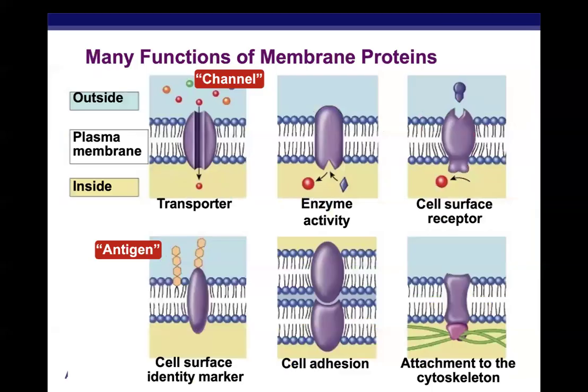Now, these membrane proteins can have many different functions. They can work as transporters, they can work as enzymes, they can work as cell surface receptors to transmit messages or help to identify a cell as a "hey, I'm a good guy, I'm a body cell" versus "hey, I'm a bad guy, I'm a pathogen." They can help cells stick to each other, and they're also useful in anchoring the cytoskeleton that gives the cell its structure.